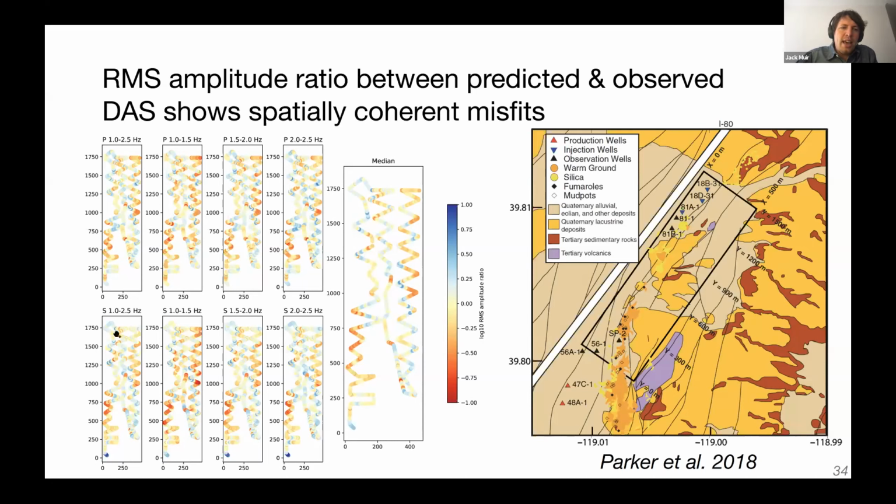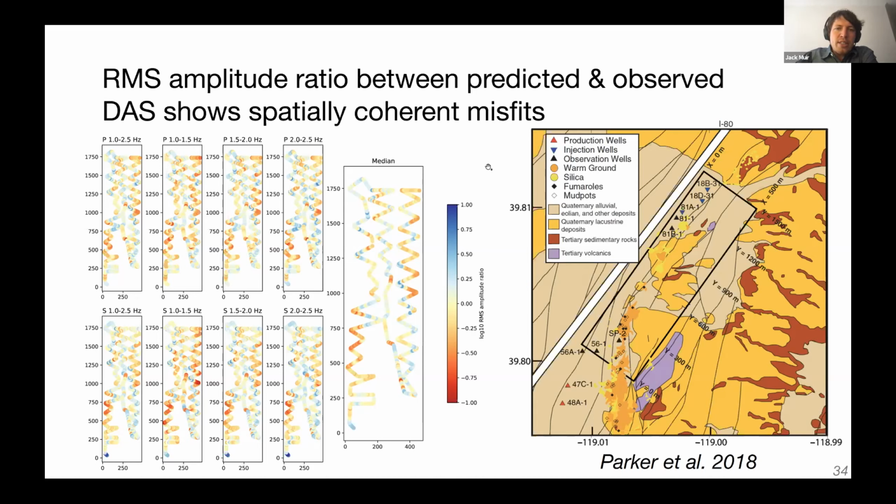This is true across both the P and S phases, throughout the period range studied here. And if we take the median of all these plots, we can see here that it's basically the same as in each individual plot. So it's a consistent effect that is causing misfits here and here. And if we look at the geology, we can see that it's actually in this quaternary alluvial section here and here that the misfits are greatest. So it seems like there's some kind of geologic control on the DAS misfits.